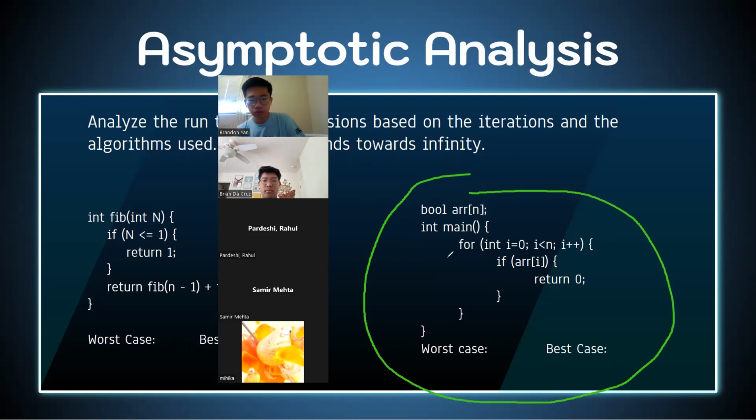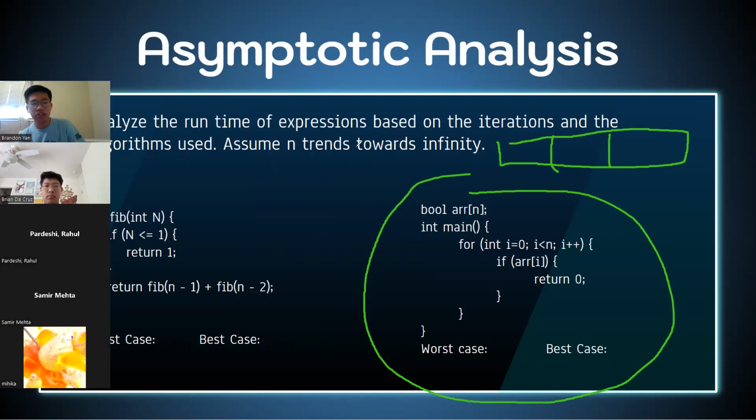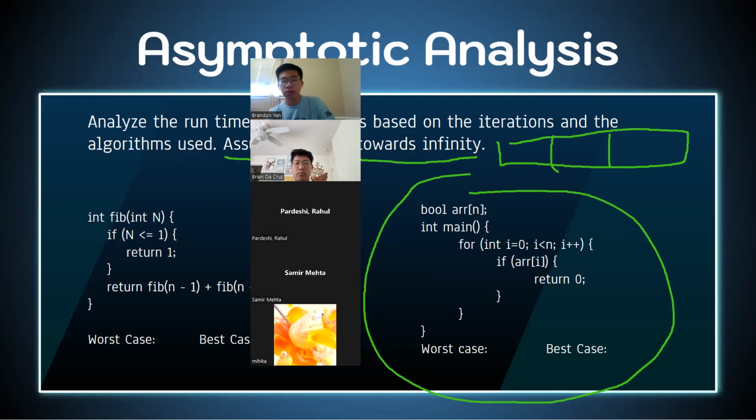So I have an array of size n, right? Let's say n is like 3 or something, just to keep it simple. But in terms of asymptotic analysis, as it says here, you should always assume n is trending towards infinity. Let me just draw it out because it's easier to show. If my first element is true, then it's just going to go in here and return 0 instantly and I'm going to break.